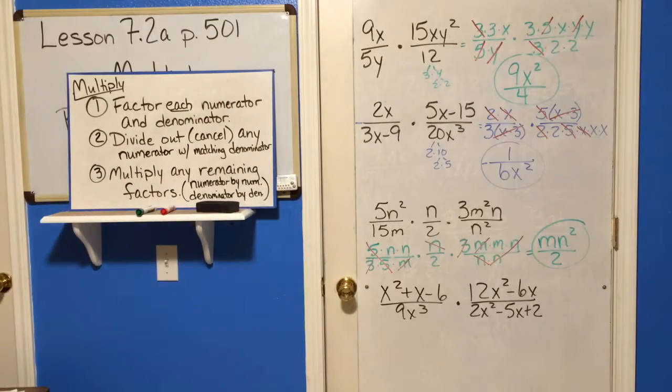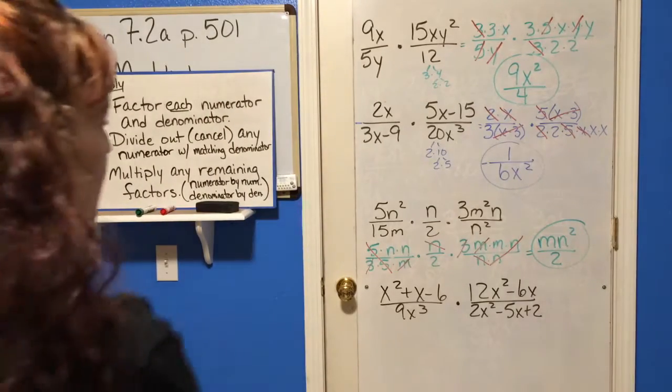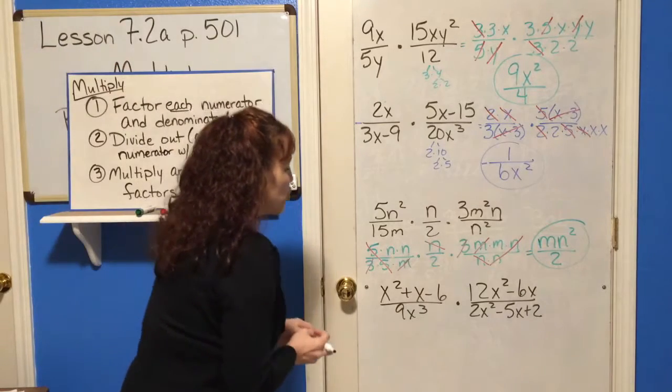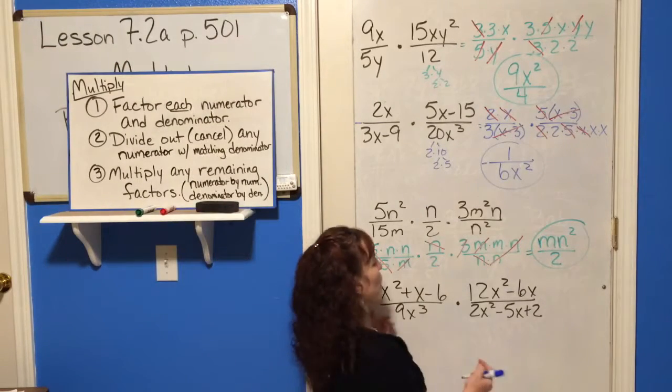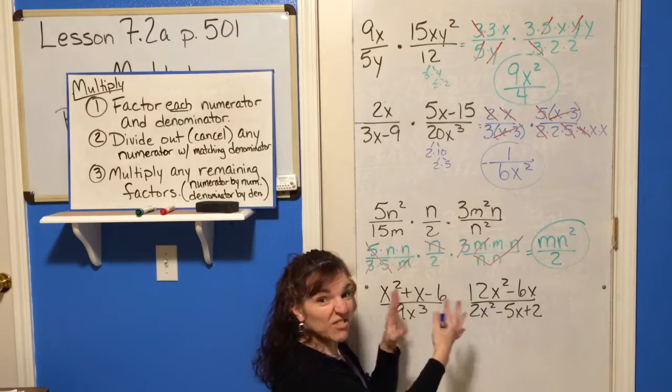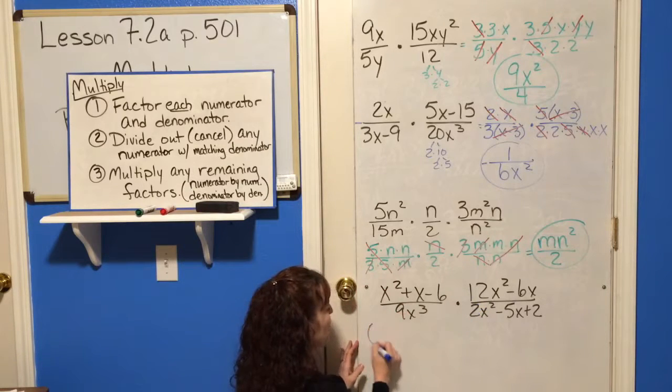All right, the last one, of course, I always save the hardest ones for last, and I always have to come and check and make sure you can see what I'm doing. All right, so this is one where you've got a trinomial, so you're going to have to factor out into 2 binomials.